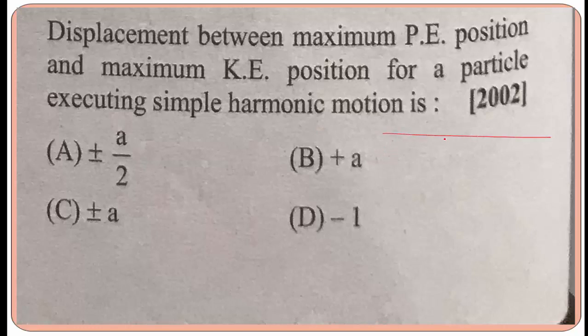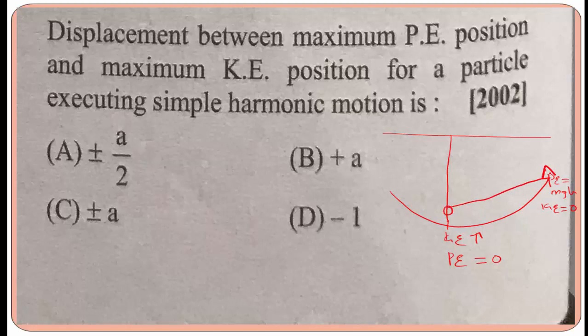Suppose you consider the simple pendulum experiment. This is the simple pendulum. At this point, the kinetic energy is maximum and potential energy is equal to 0. Here, the potential energy is equal to mgh and kinetic energy is equal to 0. The displacement between maximum potential energy position and maximum kinetic energy position is from this point to this point.